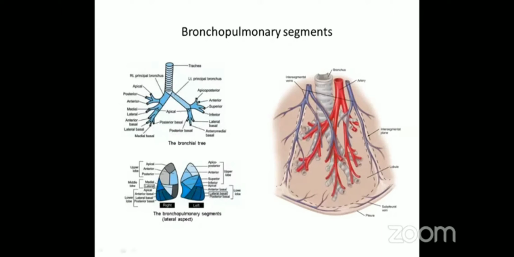Similarly, for the left lung, there are only two lobes, and here it is divided same as the right: apical, anterior, posterior, but the middle lobe is replaced by the superior and inferior lingular, and in the lower lobe you have the apical, anterior basal, medial basal, lateral basal, and the posterior basal. Both the lungs will have 10 bronchopulmonary segments.